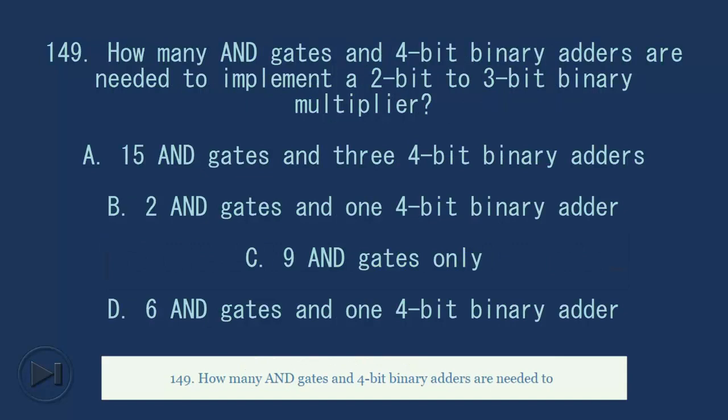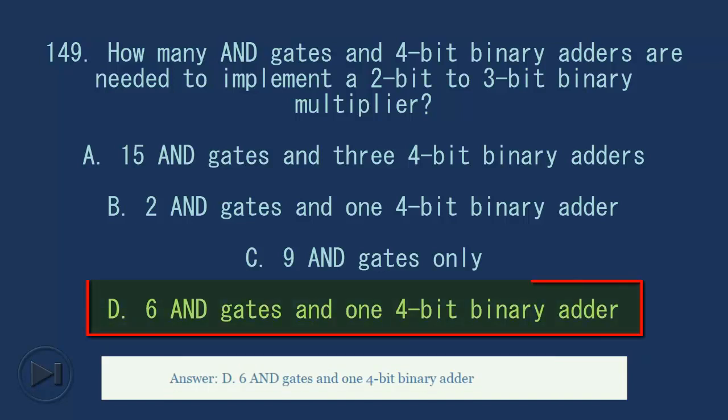149. How many AND gates and 4-bit binary adders are needed to implement a 2-bit by 3-bit binary multiplier? A. 15 AND gates and 3 4-bit binary adders, B. 2 AND gates and 1 4-bit binary adder, C. 9 AND gates only, D. 6 AND gates and 1 4-bit binary adder. Answer: D. 6 AND gates and 1 4-bit binary adder.